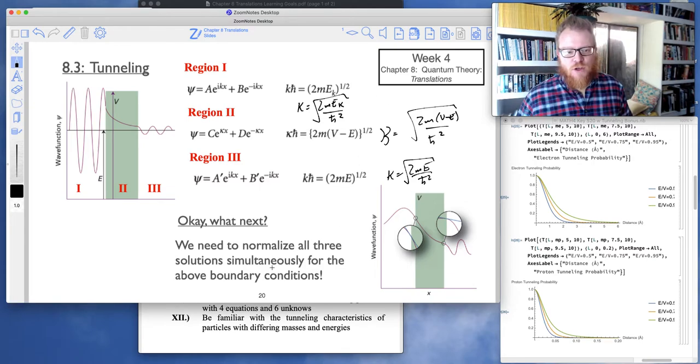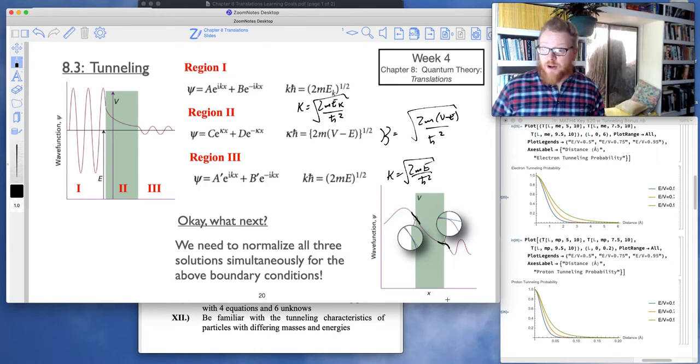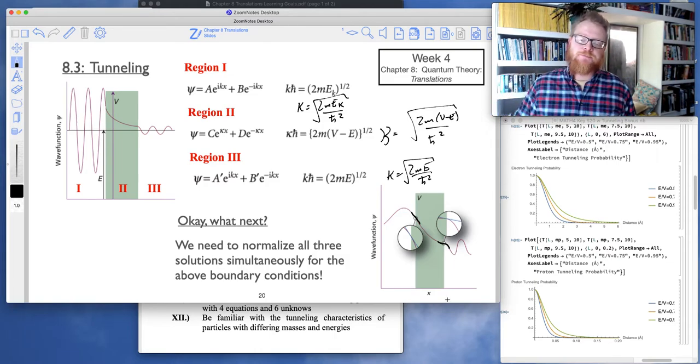All right. So one thing we need to recognize is we need to normalize all three of these functions together such that their values are single valued. In other words, if you look at this wave function in region 1, it's just got to smoothly transmit right through region 2. And then similarly, the region 2 solution has to smoothly transmit through region 3. So that's just one of the requirements of wave functions, that they have to be single valued.